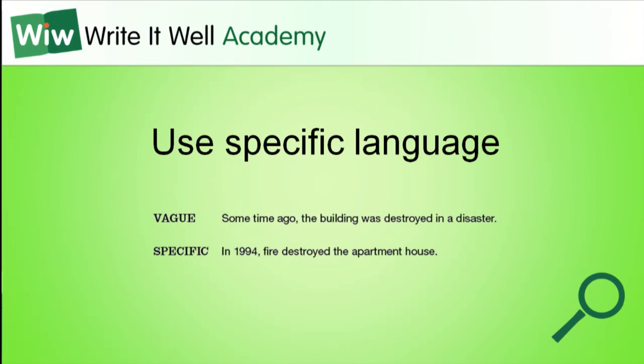The opposite of specific language is vague language. So an example might be, some time ago, the building was destroyed in a disaster. So we don't really know here what some time ago means, and we don't also know what the disaster was. So if we wanted to change that to something more specific, we'd say, in 1994, instead of some time ago, fire destroyed the apartment house.